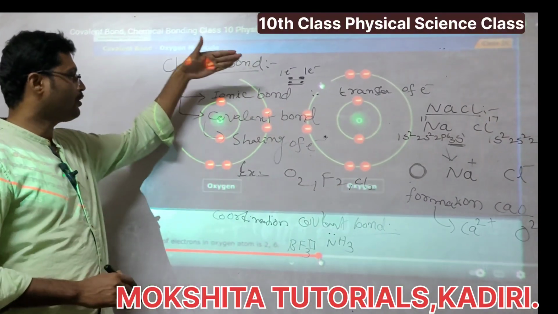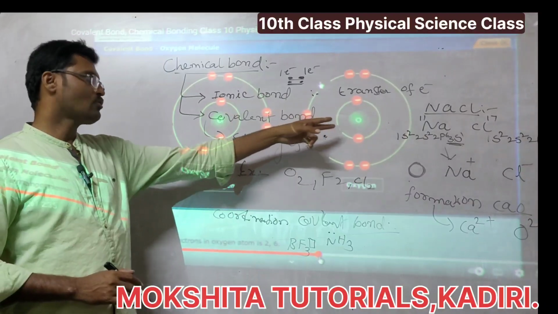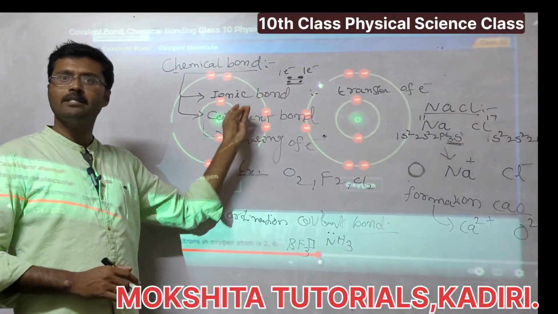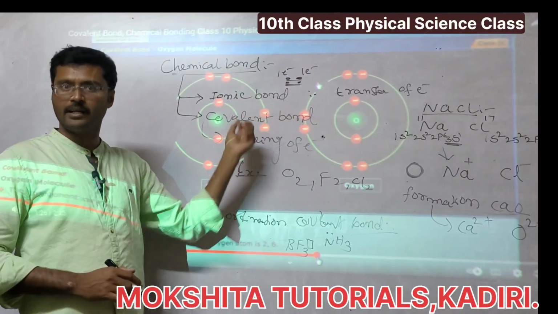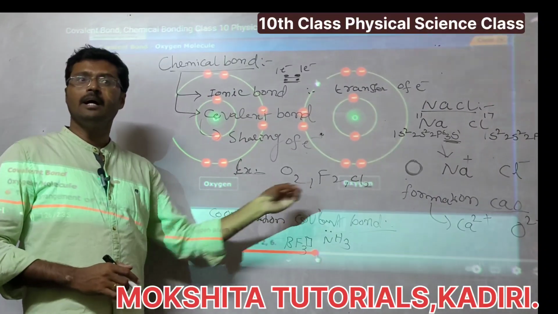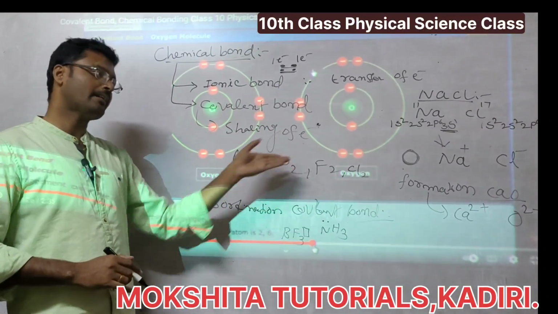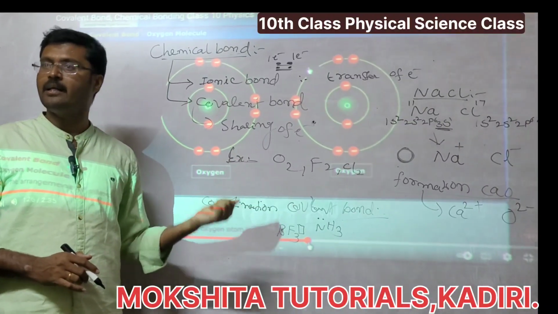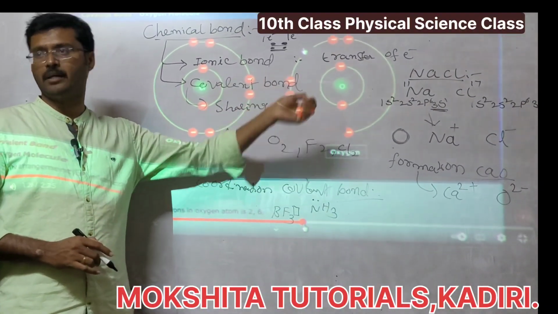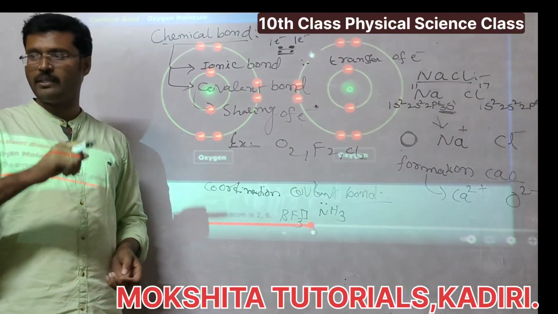So the difference between covalent bond and coordination covalent bond is, in the case of covalent bond, both atoms contribute, each atom gives one electron. But here only one molecule is giving, and the other is not giving any electron, but finally that electron pair is equally shared by the 2 molecules. This is called coordination covalent bond. I have already given one example also. So what is that example?